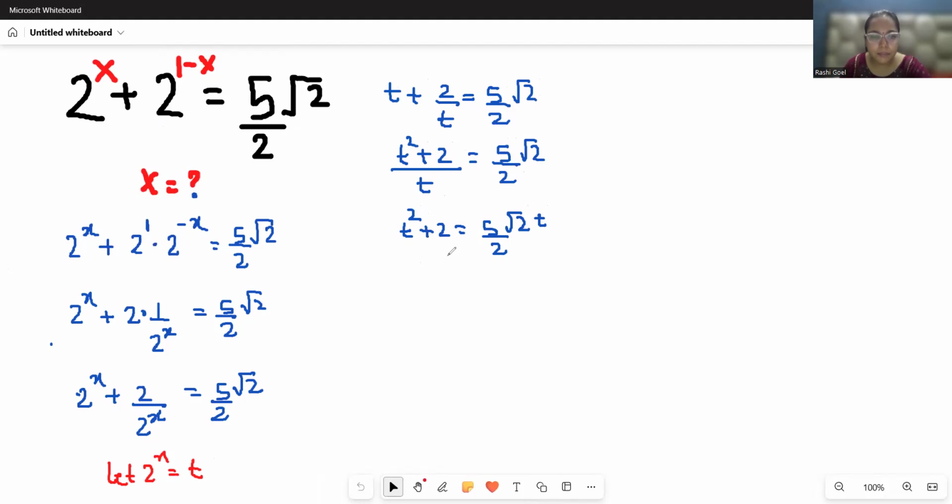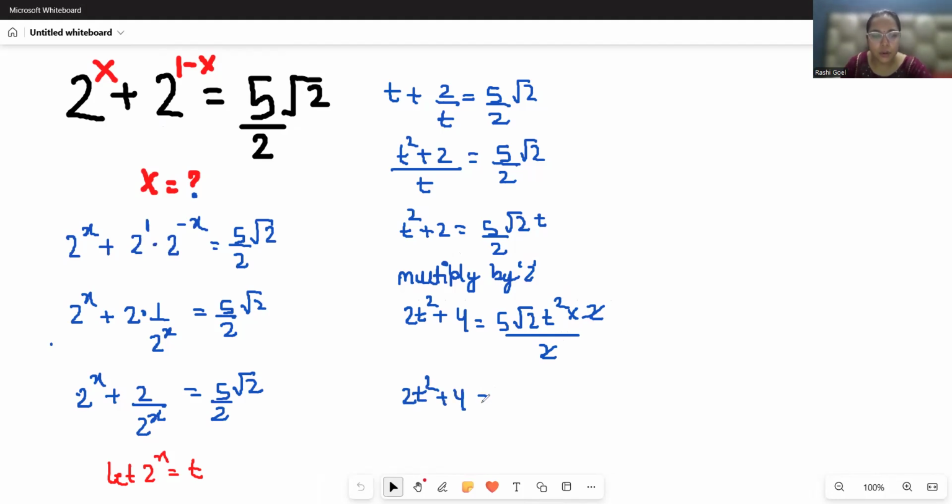If I multiply by 2 on both sides, 2t² + 4 = 5√2 t times 2 over 2. So this will cancel out. So 2t² + 4 = 5√2 t. So this becomes 2t² - 5√2 t + 4 = 0.